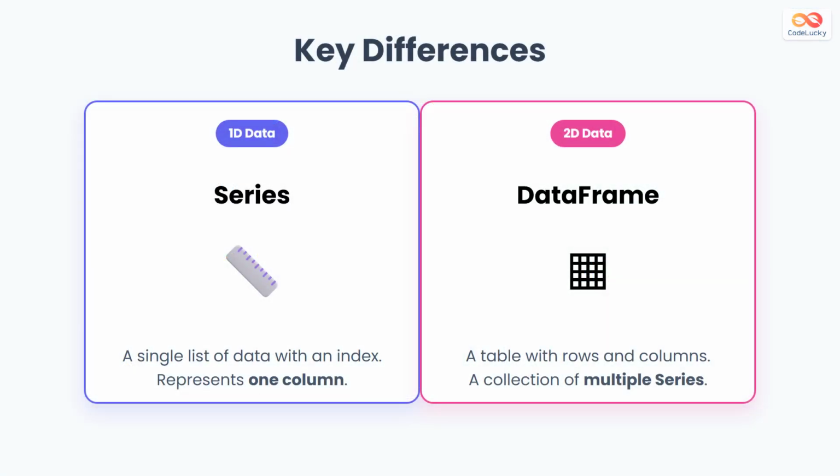To verify the difference, remember that a series represents a single dimension of data, like one column. A data frame represents two dimensions, consisting of rows and columns. If you pull a single column out of a data frame, you get a series.